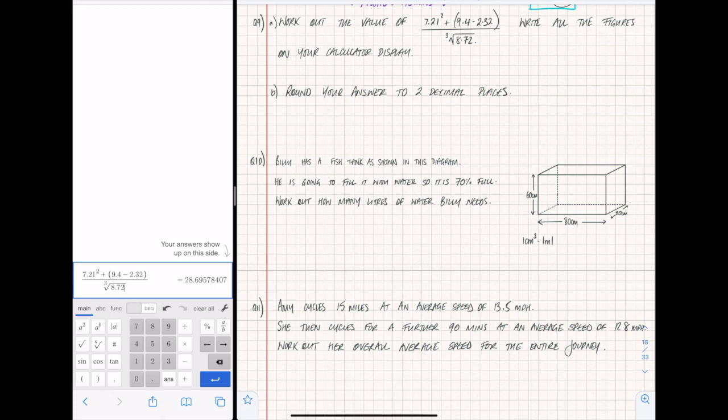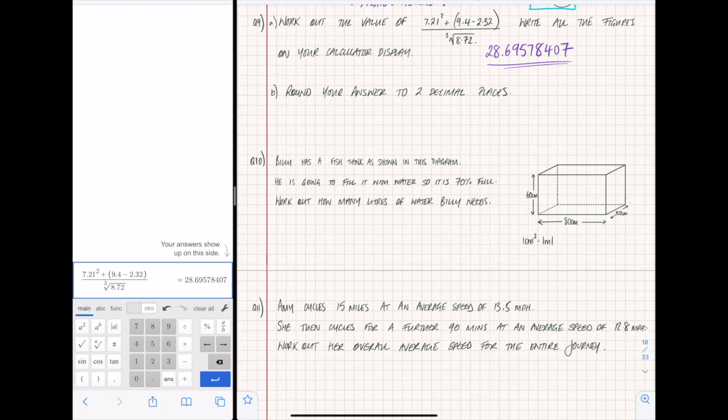So it says here, write all the figures on your calculator display, which means what you need to do is write the first page, basically. So in this case, it becomes 28.69578578407. Okay, so it's basically just the first. If the calculator display ends up going on for a long time, you can just write the first page that you get on your calculator.